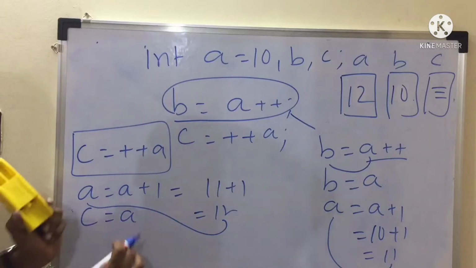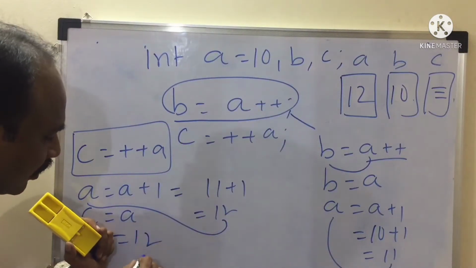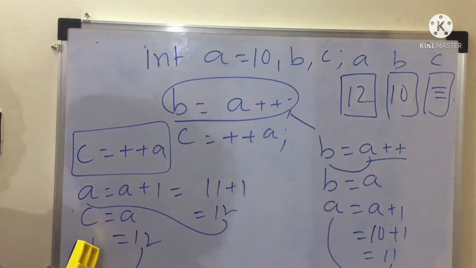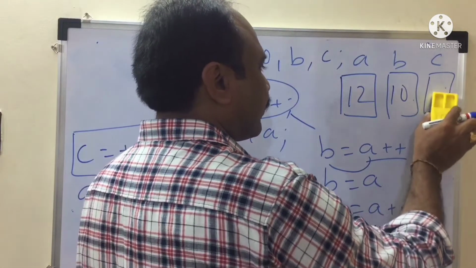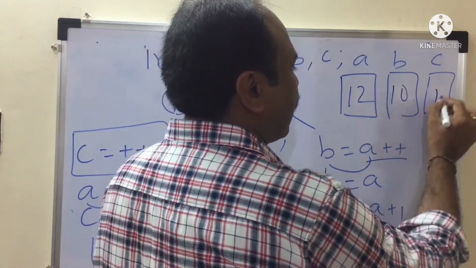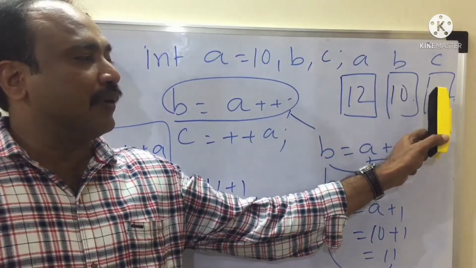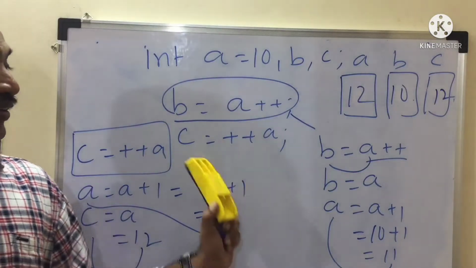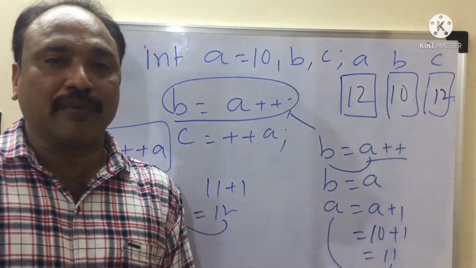Next we are writing C equal to A. Go there and see. What is A value? 12. Where is it stored? Under the name C. Okay, A value 12, over. Now C value becomes 12. If you print A, B, C value, A value becomes 12, B value becomes 10, C value becomes 12. This is the difference between pre-increment and post-increment.